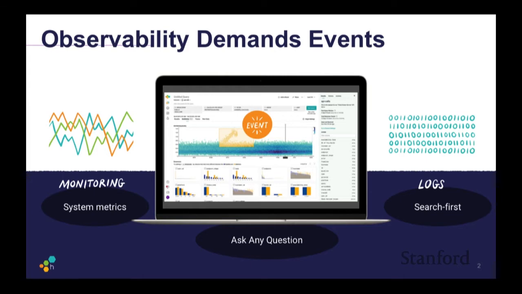Honeycomb's thesis is that these are two things that have evolved in a direction that made sense from the constraints that we had in the 90s. When you had grep, when you had counters, when CPU and memory were very, very expensive, we were going to do everything very cheaply. It is now 2019. It is terrible to be constrained by the things that people decided 20 plus years ago. So with Honeycomb, we're saying, you can have both.